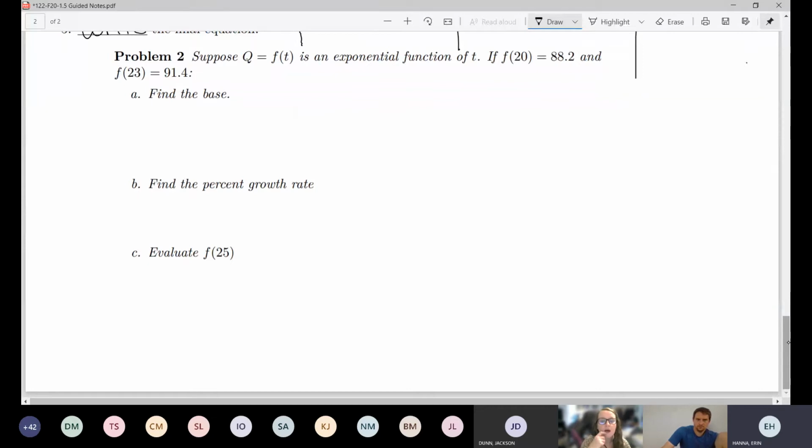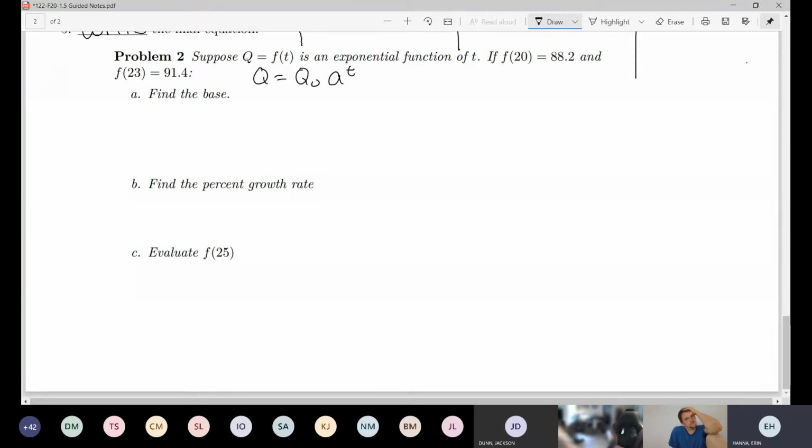Anyway, rambling. Suppose we have Q equals f of t as an exponential function of t, if f of 20 is 88.2 and f of 23 is 91.4. We want to do a couple of things. Essentially, at the end of the day, it wants us to find the equation and then plug something into it. So it kind of is the same type of problem as we just did. So they're using Q's. So we're going to use Q and Q naught instead of P and P naught. But besides that, it's going to be the same idea.